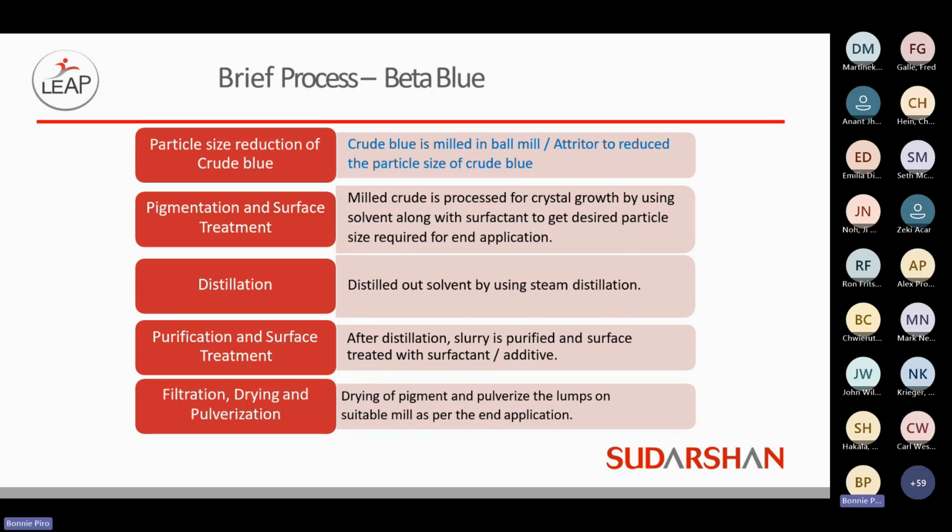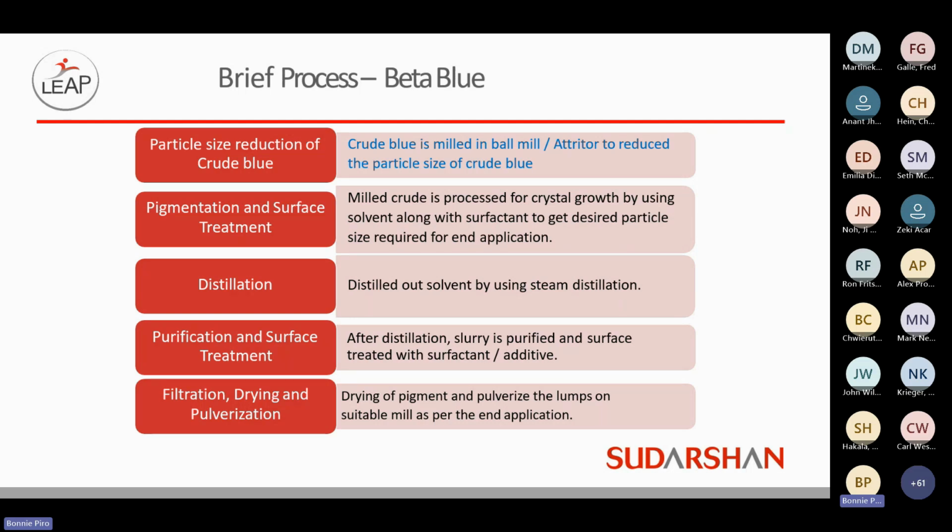The opposite is the beta blues. So in this case, the same crude is not dissolved like the alpha process, but it is milled down to a smaller size, and typically that's done in a ball mill or in a tritter, so that particle size is reduced. Once that's completed, then the pigmentation process starts, where the crystal is grown to the appropriate size.